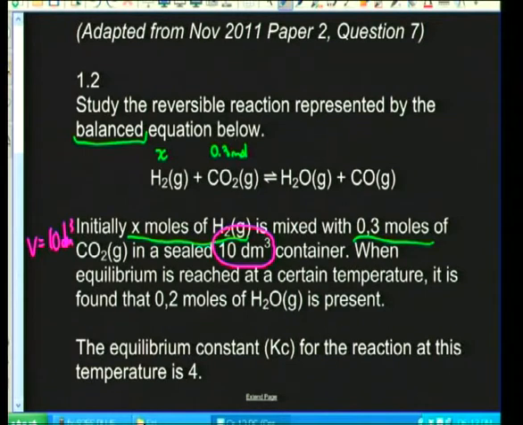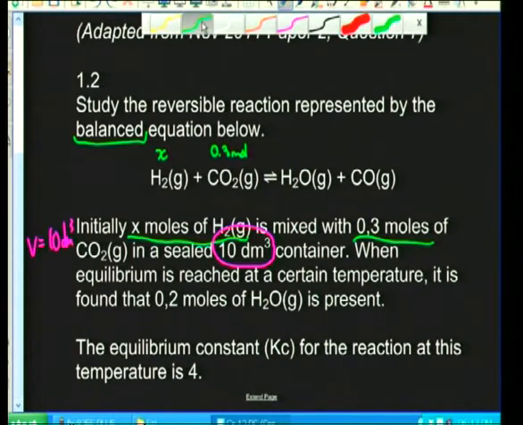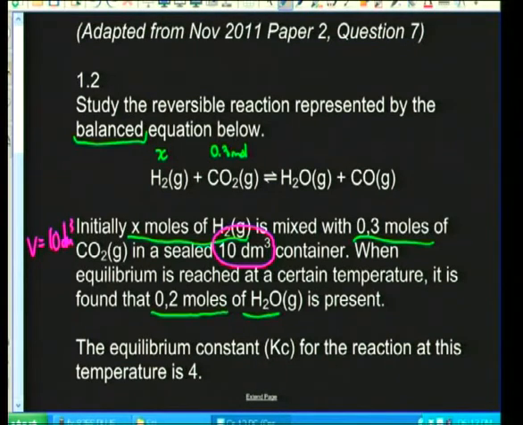When equilibrium is reached at a certain temperature, it is found that 0.4 moles of water is present. Then they tell us something about the equilibrium constant. The equilibrium constant, the Kc value for this reaction at this specific temperature, is equal to 4. Now the Kc value is a ratio of products over reactants, but specifically the concentration of products over the concentration of reactants, taking into account their stoichiometric ratios.